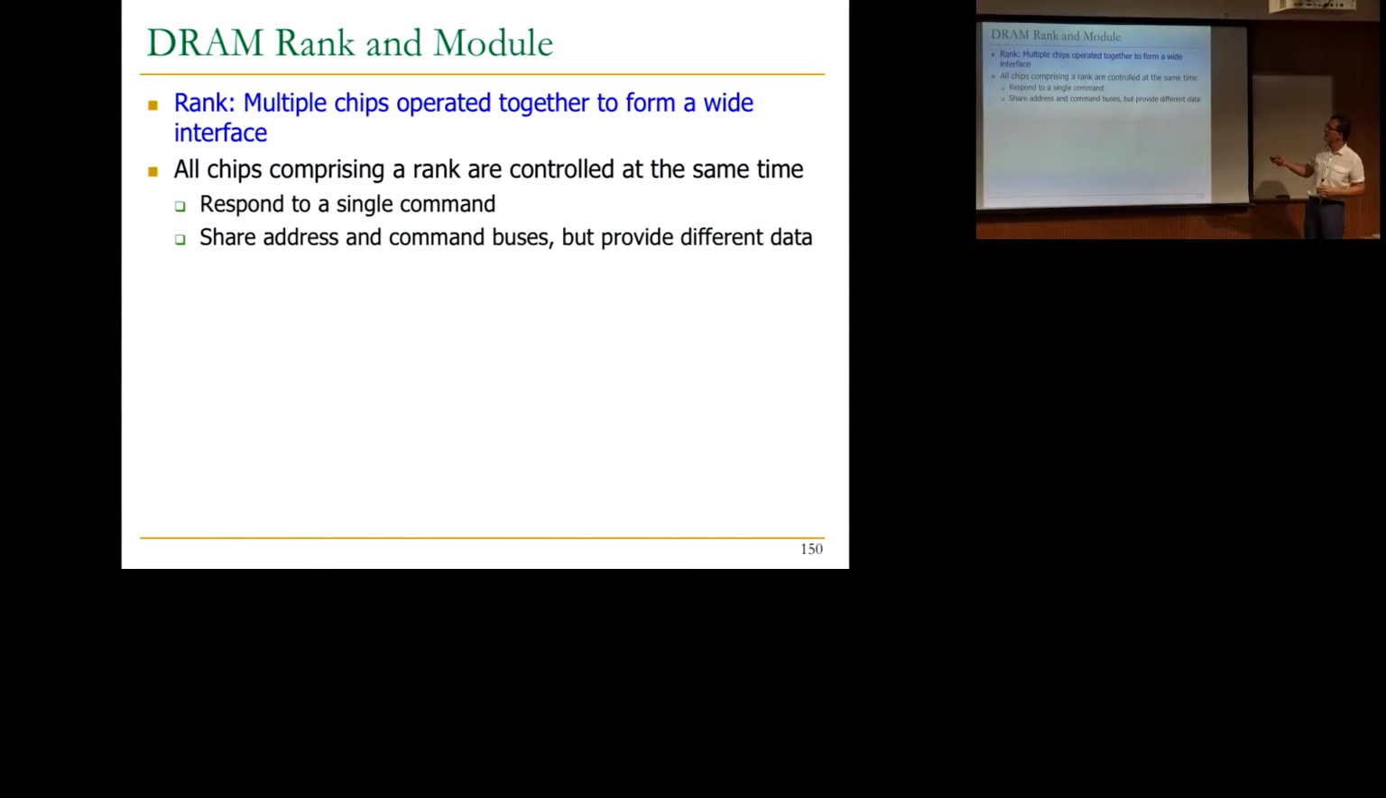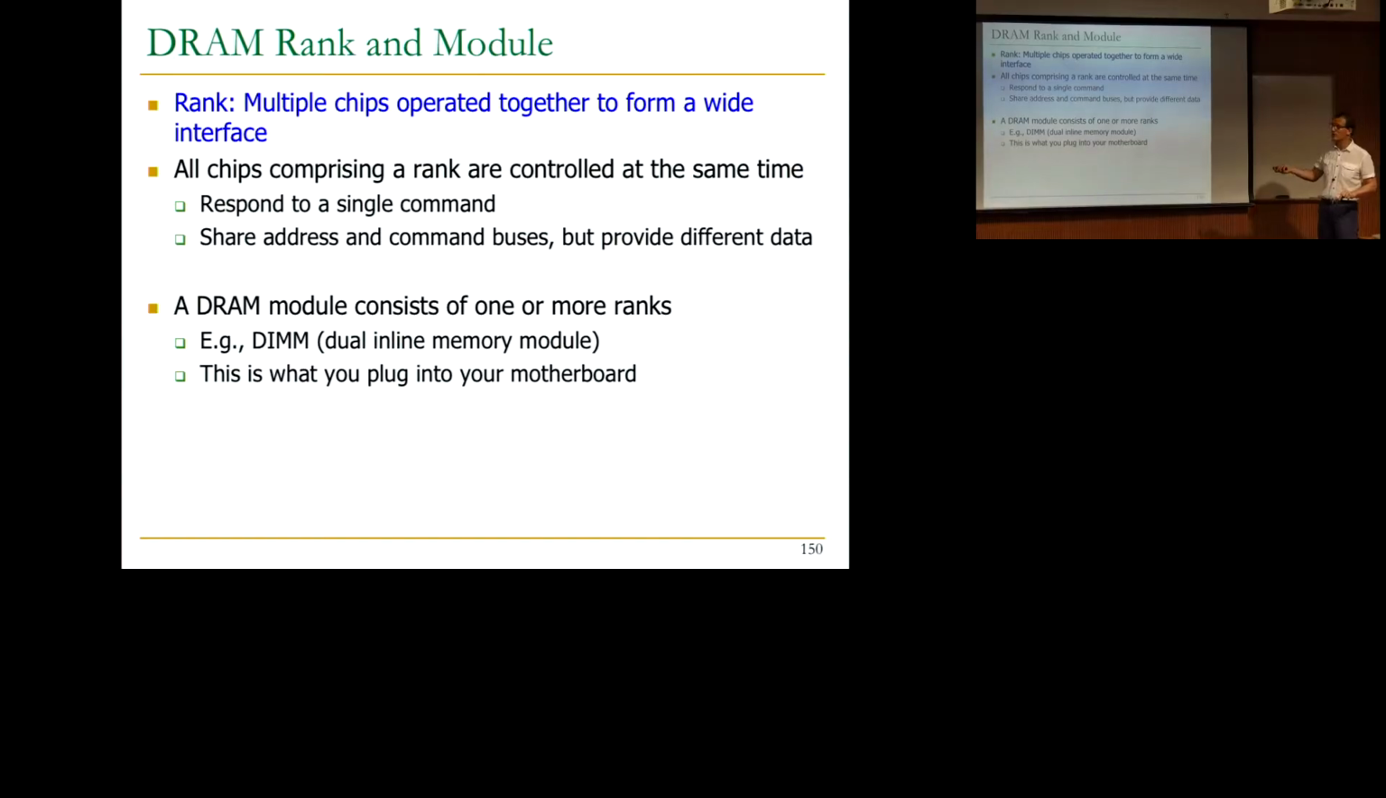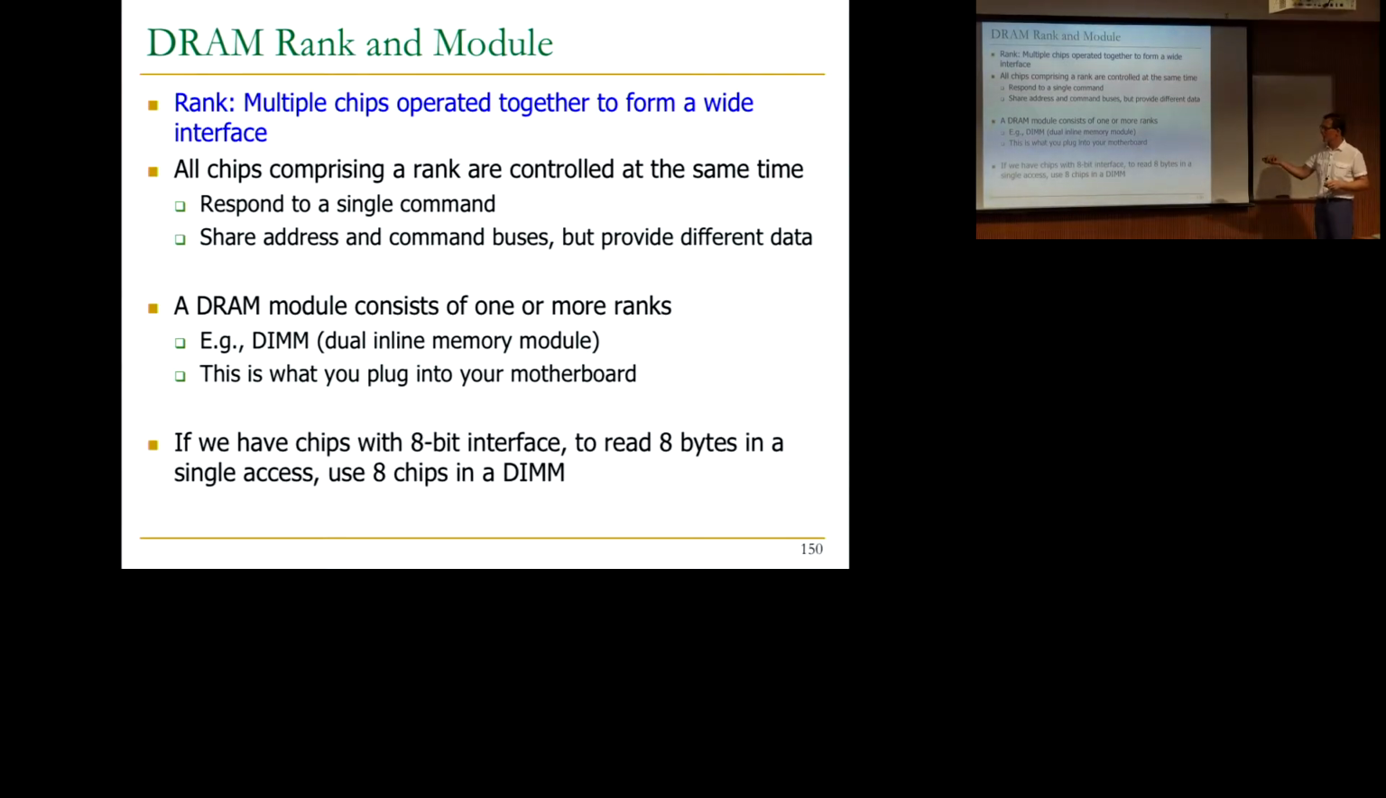All chips comprising a rank are controlled at the same time. They respond to a single command. They share the address and command buses, but provide different data. So you get 8 bits from each of 8 chips, but they all provide different 8 bits. So you get 64 bits at a time. A DRAM module consists of 1 or more ranks, and this is what you plug into your motherboard. If you have chips with an 8-bit interface, to read 8 bytes in a single access, you use 8 chips in a single DIMM.